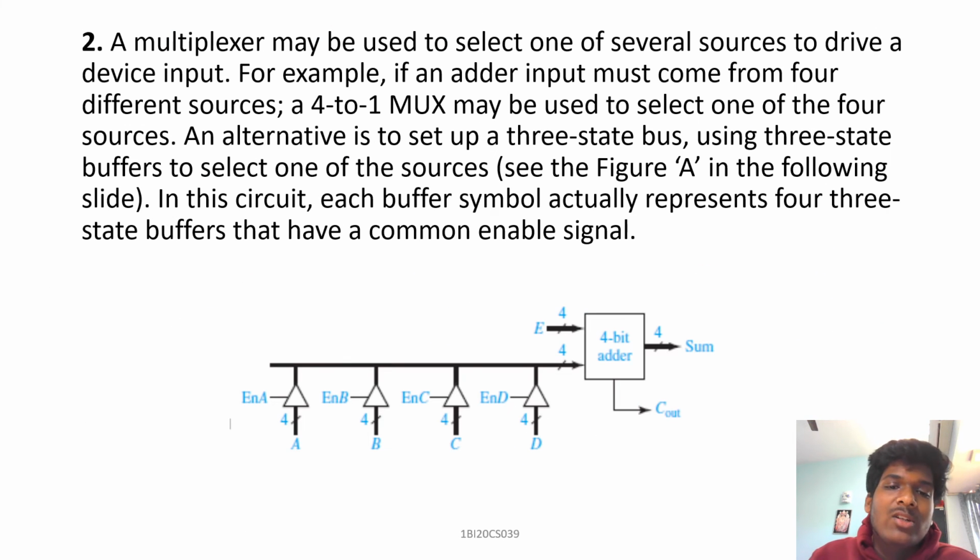Coming to the second application, a multiplexer may be used to select one of the several sources to drive a device input. For example, if an adder input must come from four different sources, a 4:1 multiplexer may be used to select one of the four sources. An alternative is to set up a three-state bus, which will be done by using three-state buffers to select one of the sources. In this circuit, each buffer symbol here actually represents four three-state buffers that have a common enable signal.